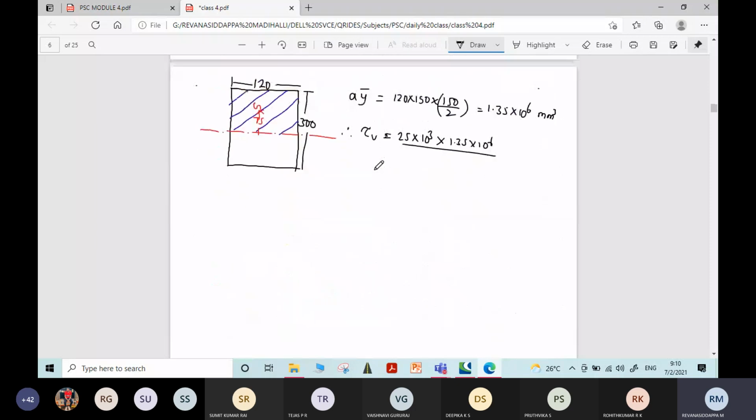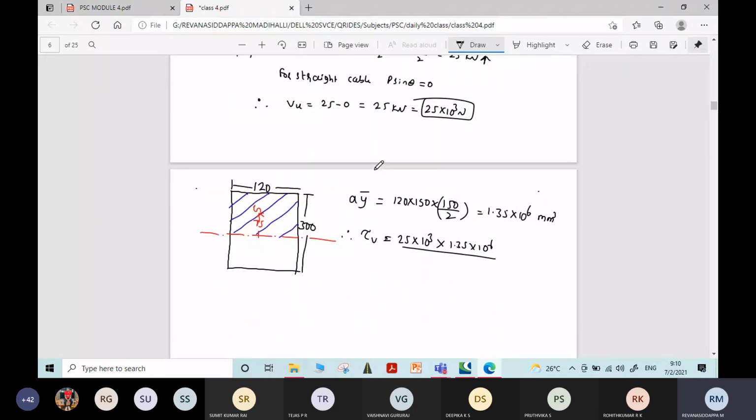Moment of inertia, I think it is not determined. No, you find it, no problem. Moment of inertia I is equal to b d cube by 12, 120 into 300 cube divided by 12. What is the moment of inertia value? Please operate the calculator. Don't simply listen. All of you write the things.